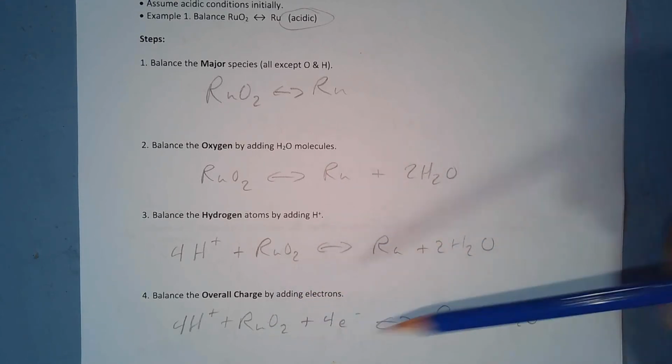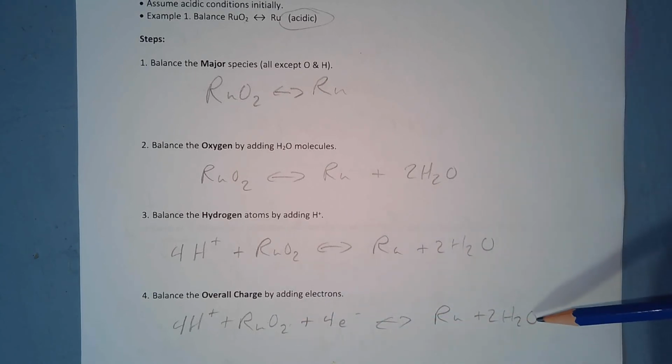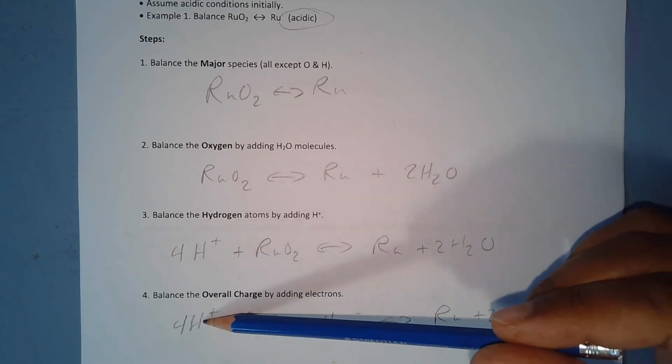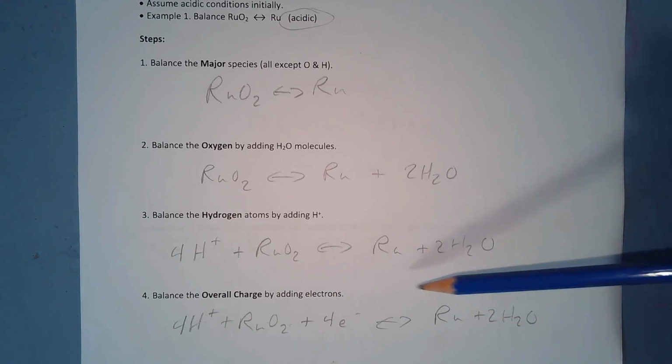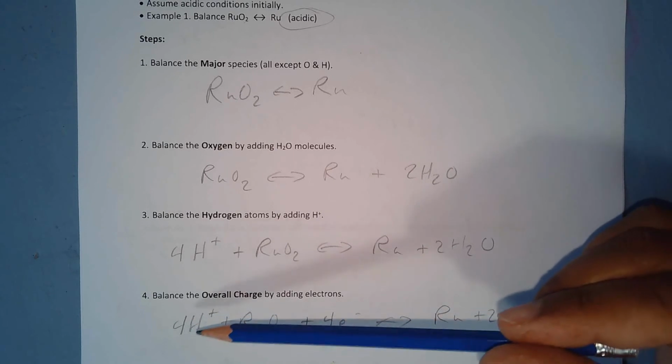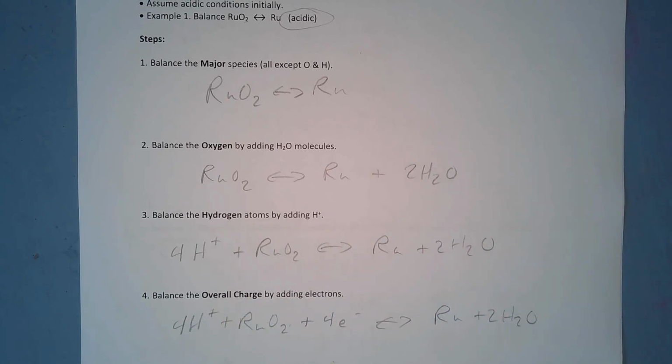So when you want to assess it, just look at the atoms first. So like Ru is 1 here, there's 1 here. You've got 2 O's and you've got 2 O's, and you've got 4 H's and 4 H's. So you look at the elements first and then look at the charge, right? So you have 0 on this side, you have plus 4, minus 4, you have 0 on that side as well.